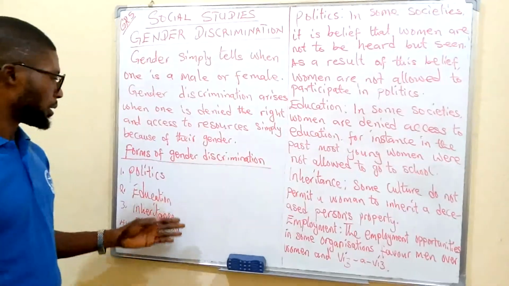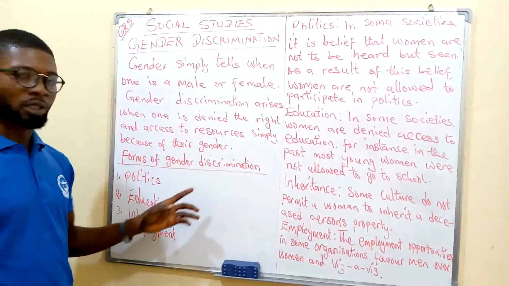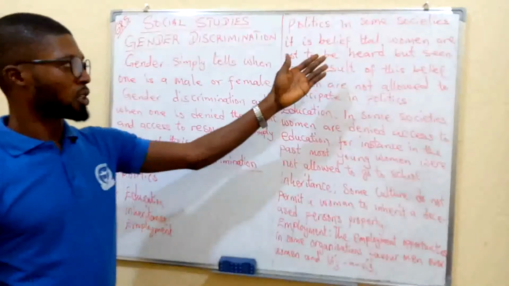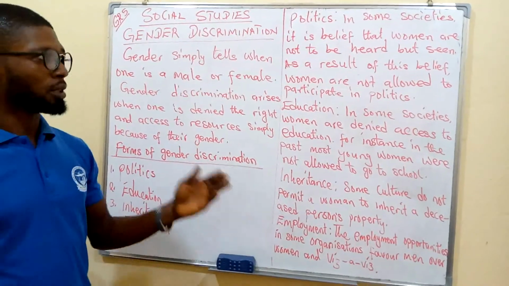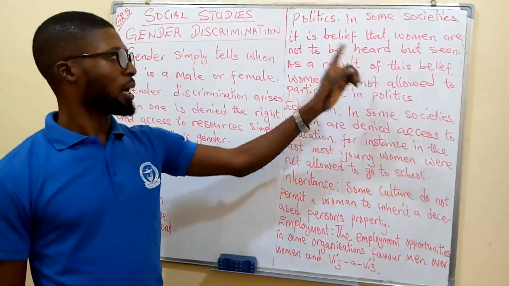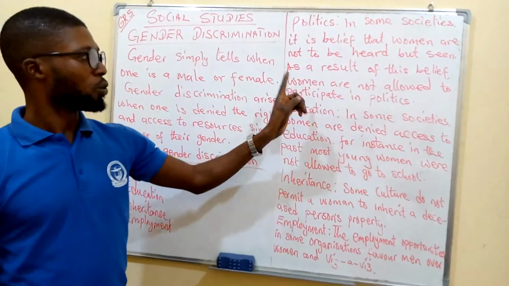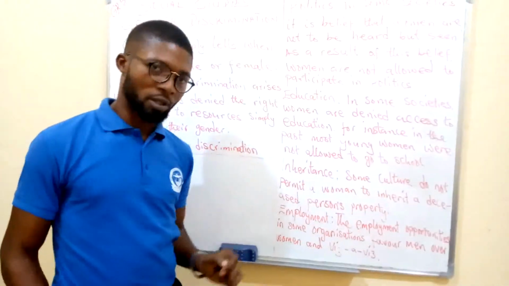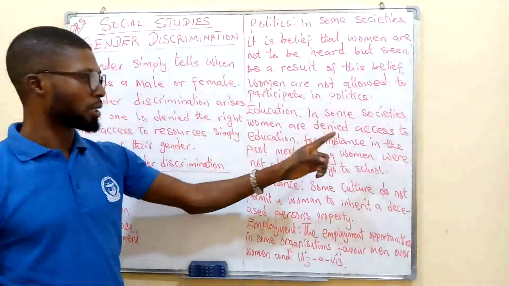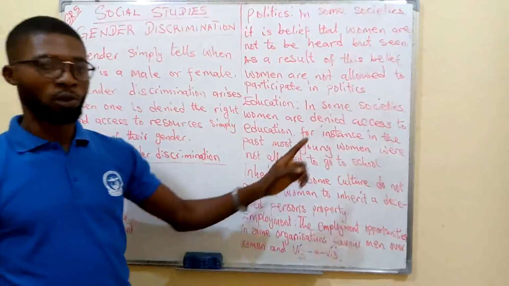Alright. Now we have been able to highlight the 4 forms of gender discrimination as listed here. Then we went further to write down the explanation of these forms of gender discrimination. Like I said, in politics, in some societies, it is believed that women are not to be heard but seen. As a result of this belief, women are not allowed to participate in politics. The same thing in education, where in some societies, women are denied access to education. For instance, in the past, most young women were not allowed to go to school.